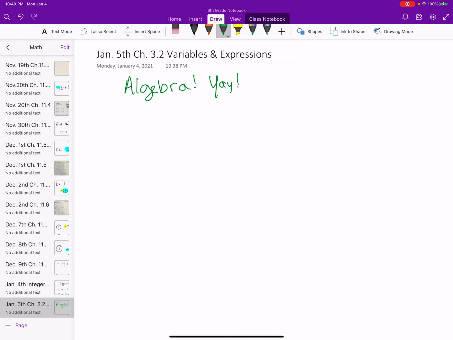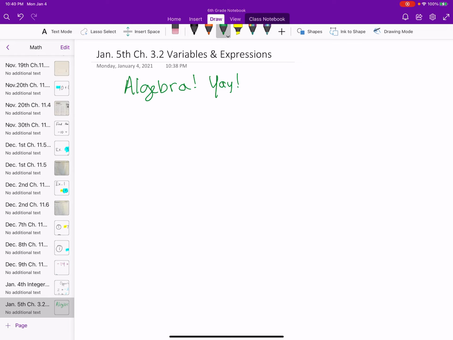Hi guys, we did our integers review yesterday, so we're going to start a new chapter today. We're finally in algebra, so I told you we would get there. Today's the day, we're starting. It's not as hard as you think. I think once you see the stuff today, you're going to be like, I can do this, easy peasy. We're just going to work with variables and expressions today.